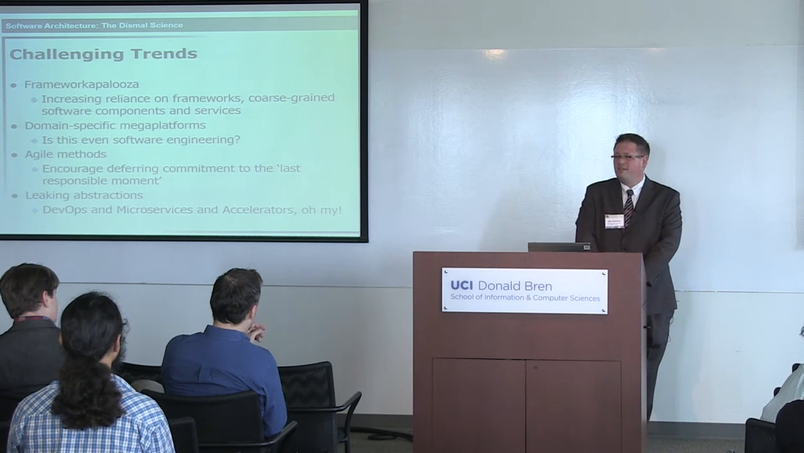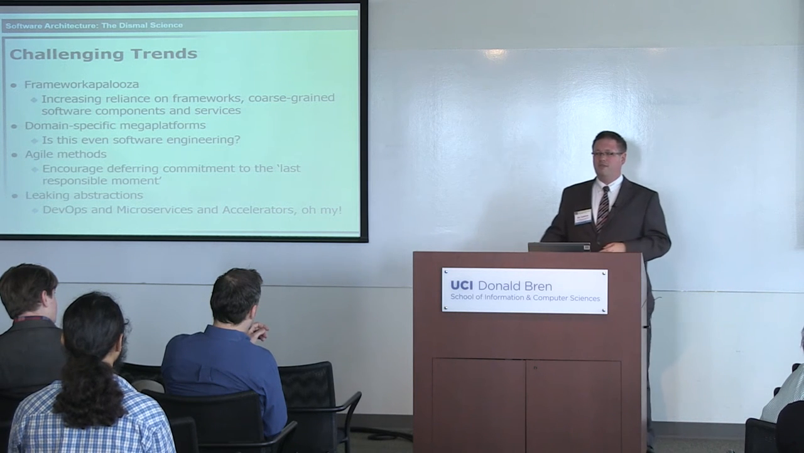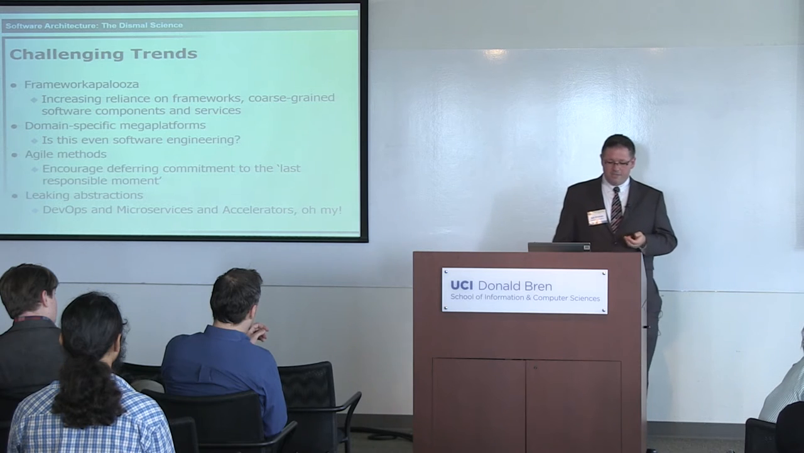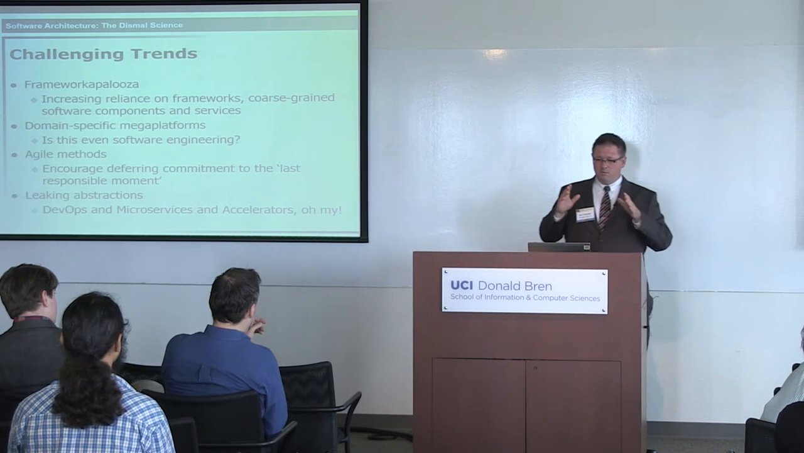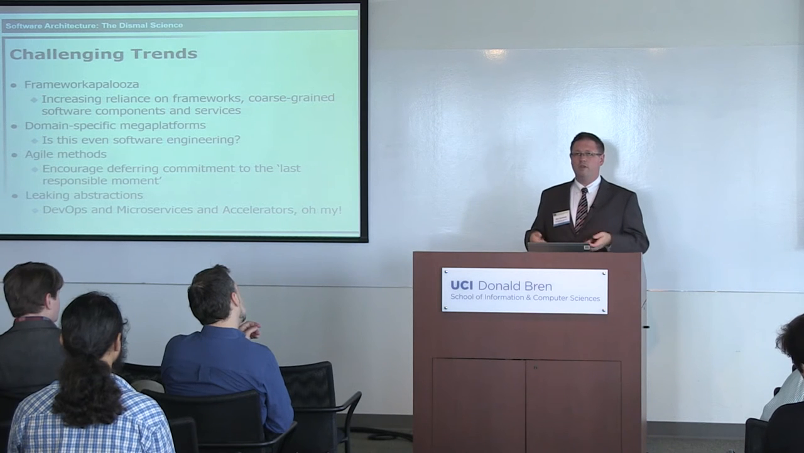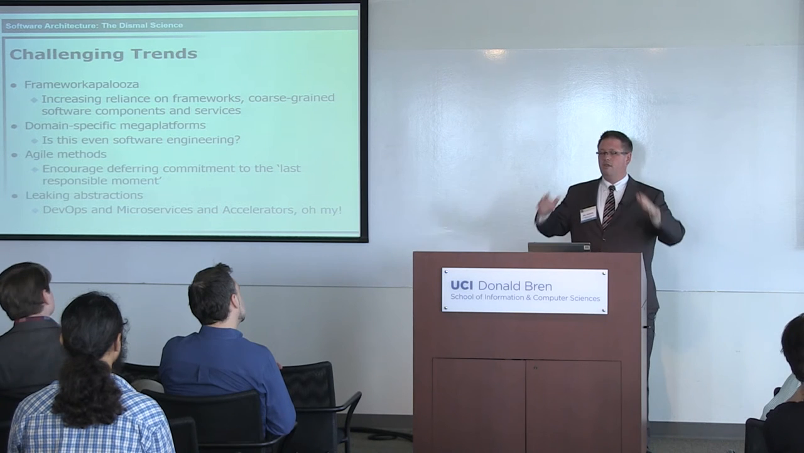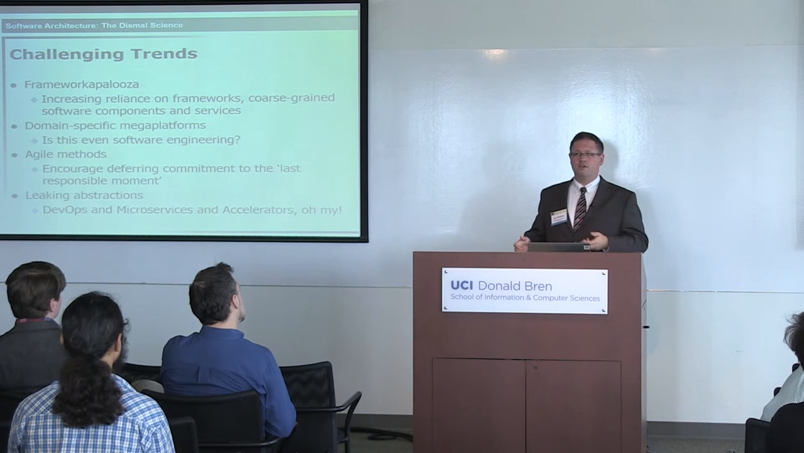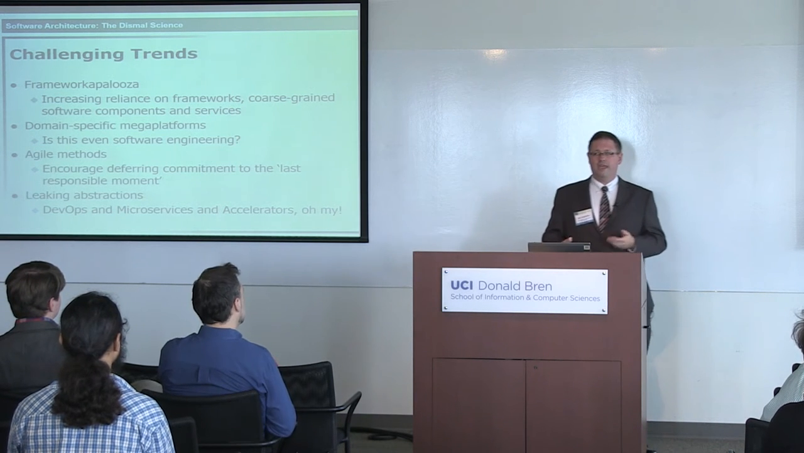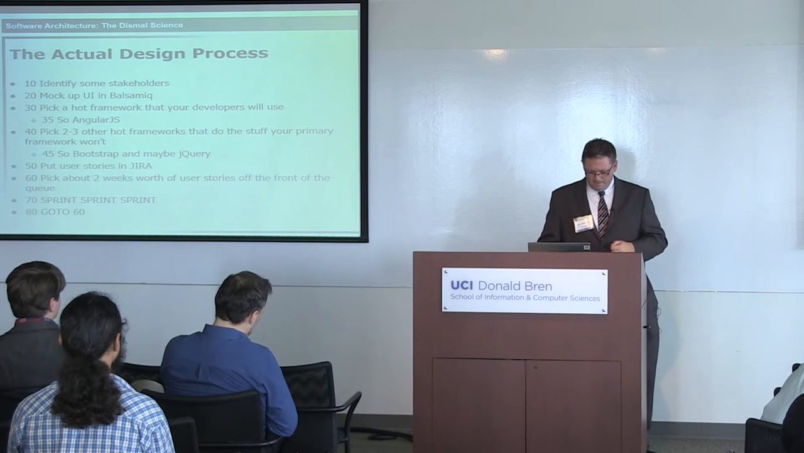They didn't even learn waterfall. They just think Agile is the one true way of doing things. And Agile methods are great, but they encourage this very detail-oriented, looking-in-the-small, deferment of commitment to the last moment about when you make design decisions. So how is high-level architecture, that top-down, requirements- and quality-driven architecture, compatible with Agile? That's an issue. And finally, the leaking abstractions that I mentioned earlier.